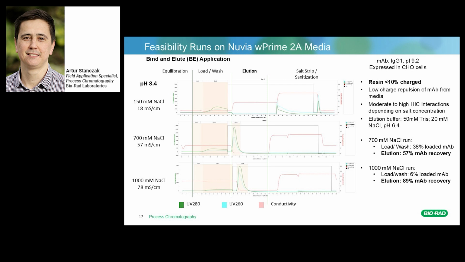To enhance hydrophobic interactions, we increased salt concentration using sodium chloride, although ammonium sulfate might be an even better choice in some cases. By raising the sodium chloride concentration to 1 molar, we achieved strong binding. Elution was performed by lowering salt concentration to 20 millimolar sodium chloride and reducing the pH to 6.4, thereby decreasing hydrophobic interaction and increasing repulsion. This approach resulted in a yield of approximately 90%.